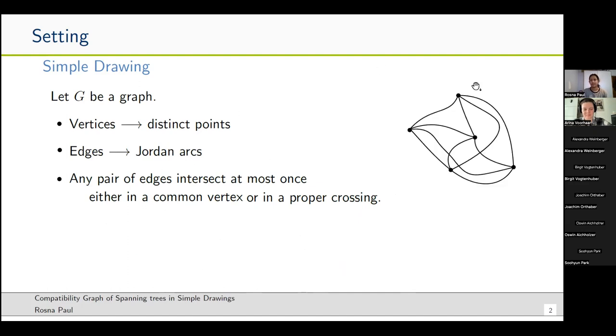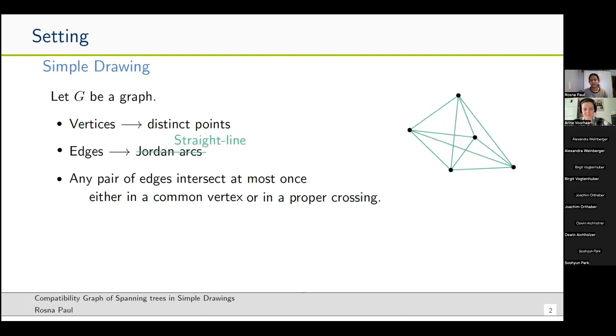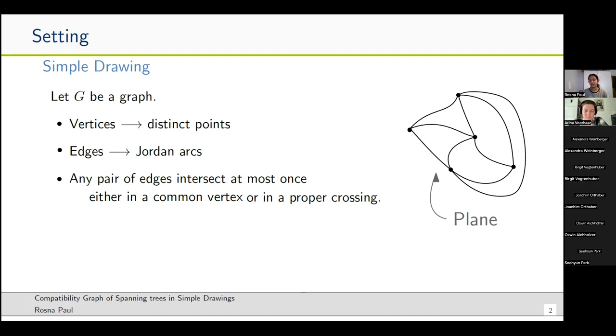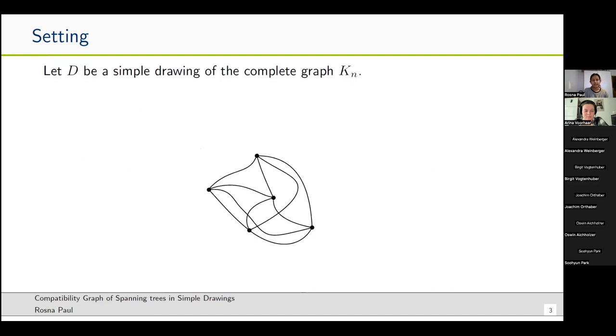An example of a simple drawing is given here. If you replace these Jordan arcs by straight line segments, then you get a straight line drawing of the graph. And if in your drawing there are no edge crossings, then we call such drawings plane drawings. Now let's consider a simple drawing of a complete graph K_n, and I call this drawing D. For example, we take this drawing of five vertices.